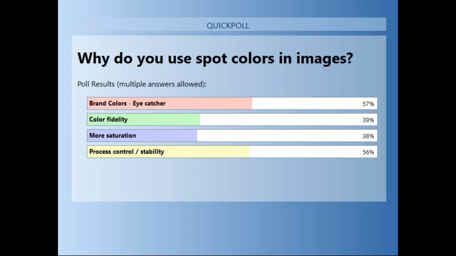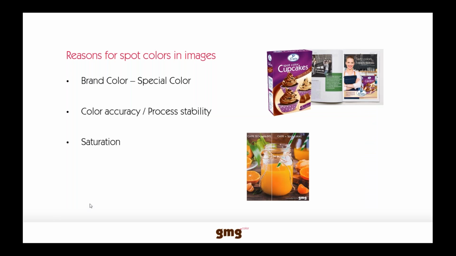57% say brand colors, eye catcher is the main point, and 56% say process control, stability during different printing productions, 39 and 38% more saturation and color fidelity. So it's nearly the same as we received this morning in the German session. Most important are brand colors and process control. Thank you for participating, and let's go on in the topic.